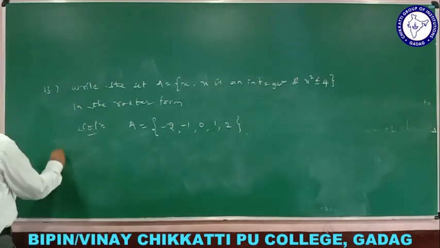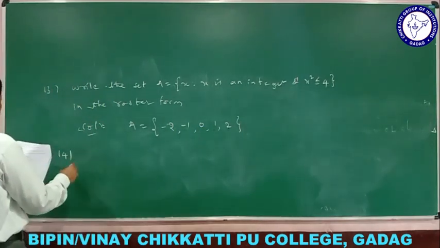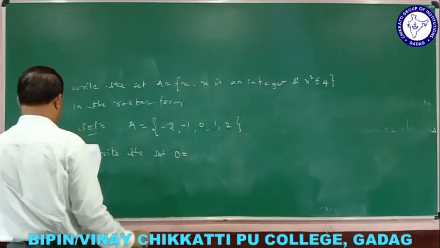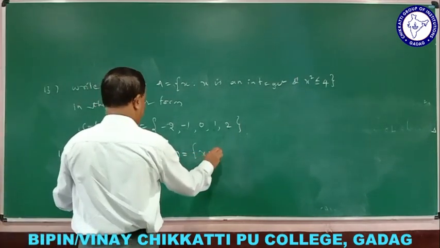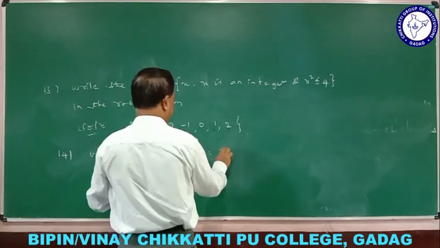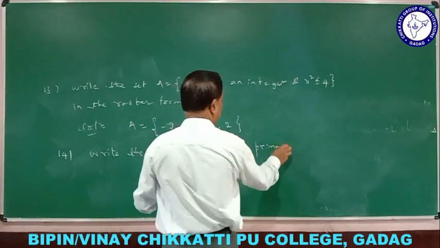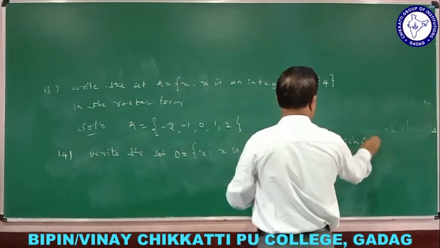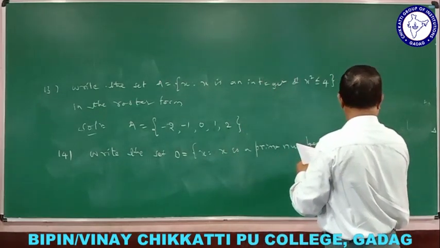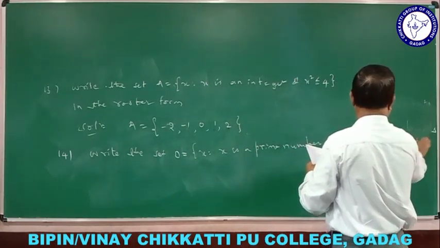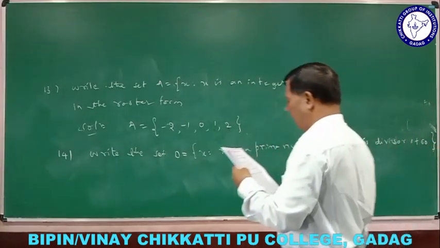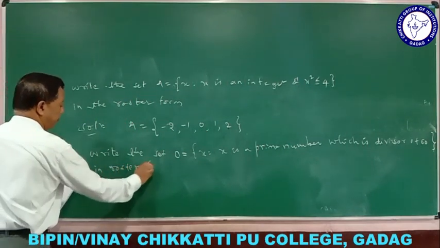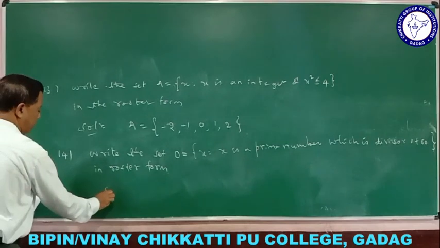So now number 14, you see what the question is here. Write the set D is equal to x such that x is a prime number which is a divisor of 60, in roster form. How do we write this?